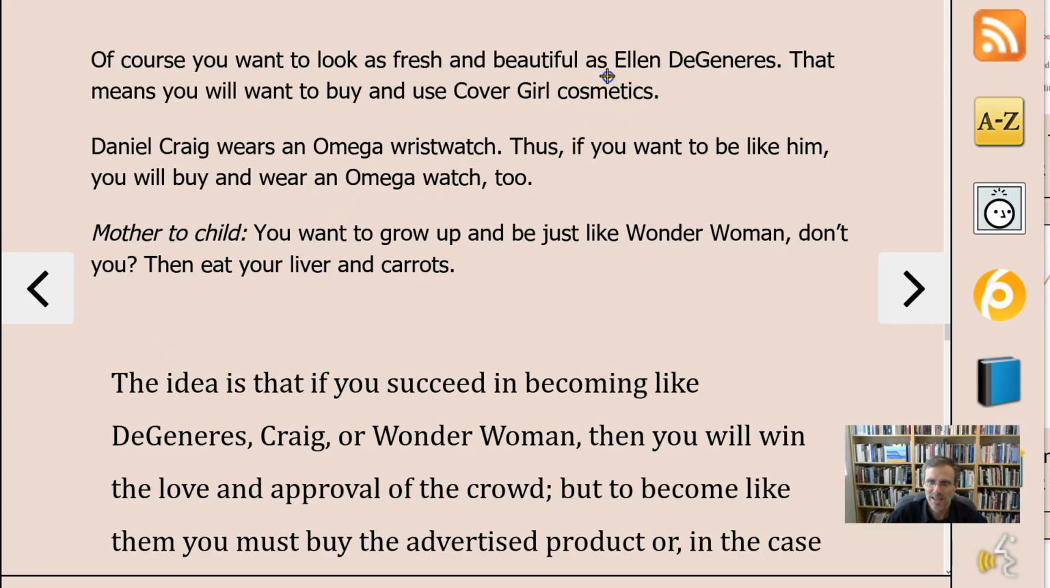Maybe I would like to be as fashionable and cool as Ellen DeGeneres, or as dashing as Daniel Craig. So if we can point out that these famous, lovable, wonderful people are associated with these products or these beliefs, then maybe it gives me some reason as well for wanting to take on these beliefs.